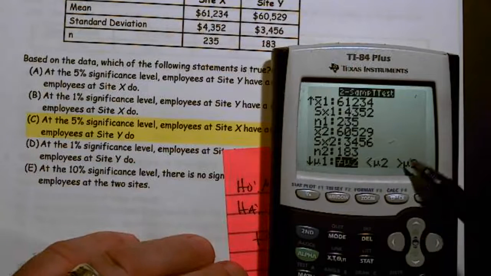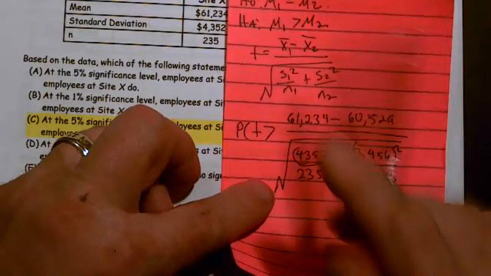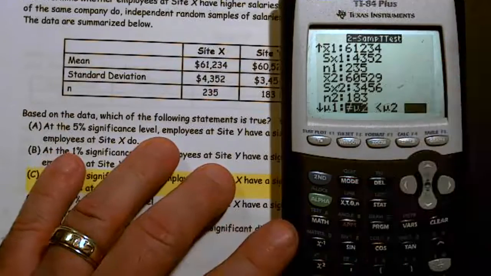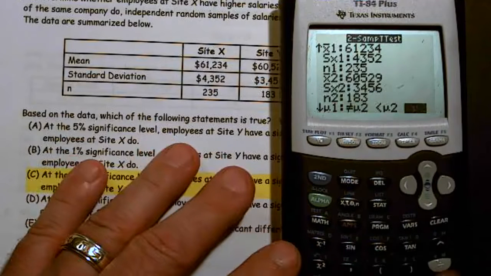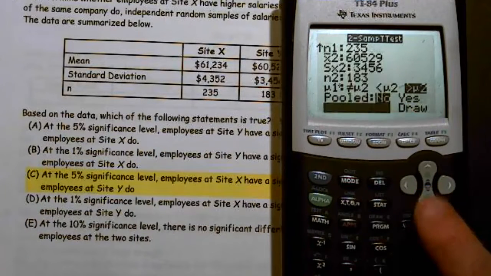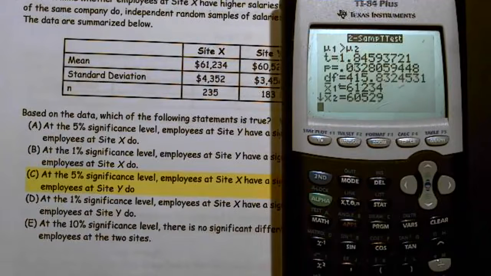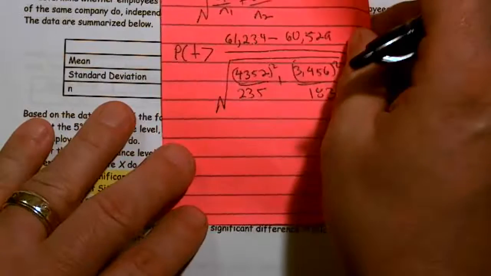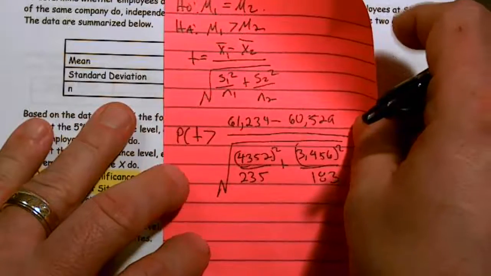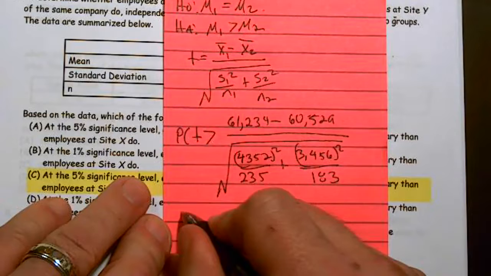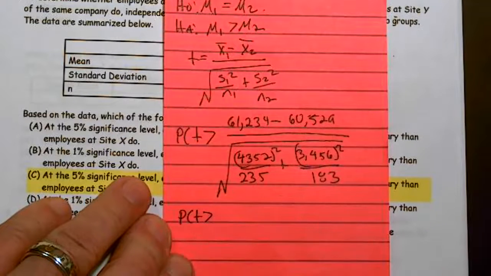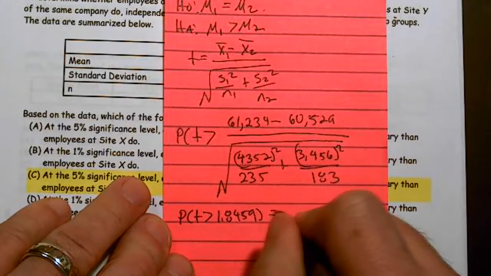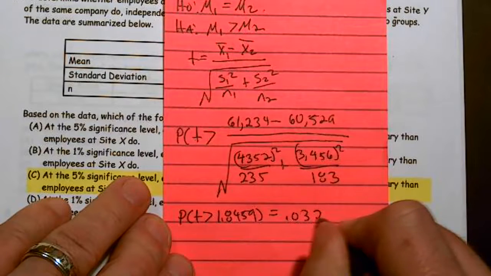We need to make certain we have a greater than, because that was what we said in our alternative hypothesis, that this was going to be greater than, because we wanted to see if X was greater than Y. And obviously it is greater, it's just whether it's significantly greater or statistically greater, or is it just random chance? So when I come up with this, I get the probability that T is greater than 1.8459, and that equals a p-value of 0.0328.